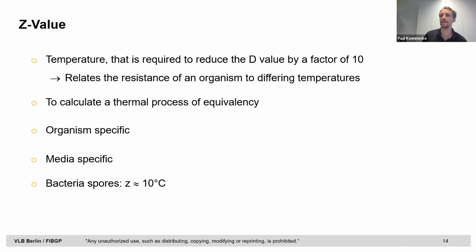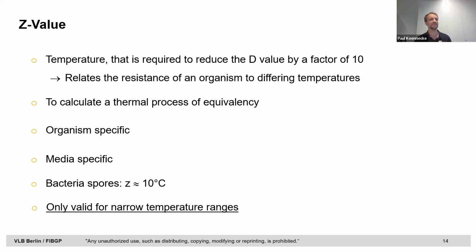And the problem with the Z value is that it's only valid for narrow temperature ranges. So you can't really compare 50 degrees to 90 or 40 degrees to 100. That's not really possible. But you can compare, for example, 60 to 67 degrees.